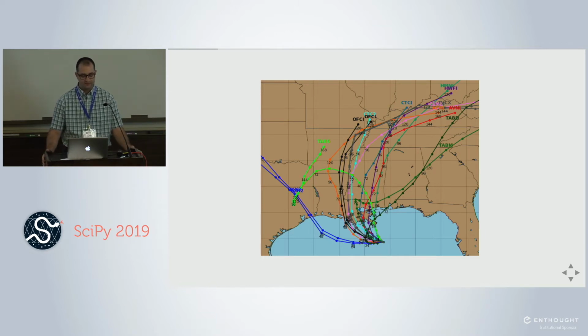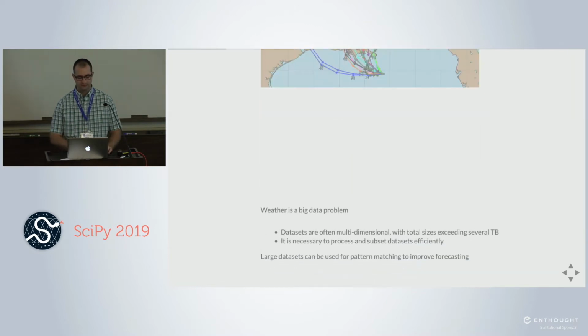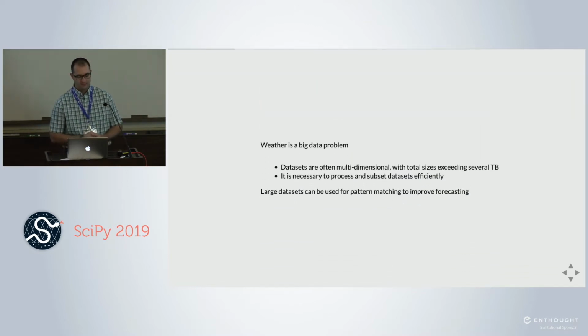There's a lot of variation in that, but what I really want to point out is just how many models there are, and these are not even all of the models or all of the ways to view the model data that we have. So what we're really working with is a big data problem. We have lots of multi-dimensional data sets with total sizes that can be several or even many terabytes of data, and we need to be able to process and subset these data sets efficiently.